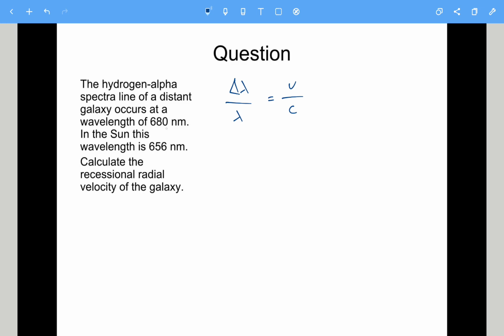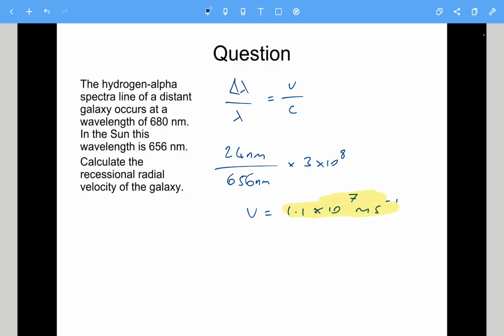So the change in wavelength is 680 minus 656, which is 24 nanometers. And divide that by the source wavelength, 656 nanometers. And then multiply through by the speed of light. And that'll give us the recessional radial velocity, which is a rather fast 1.1 times 10 to the power of 7 meters per second, or around 11,000 kilometers per second. All right, if you got that, well done.